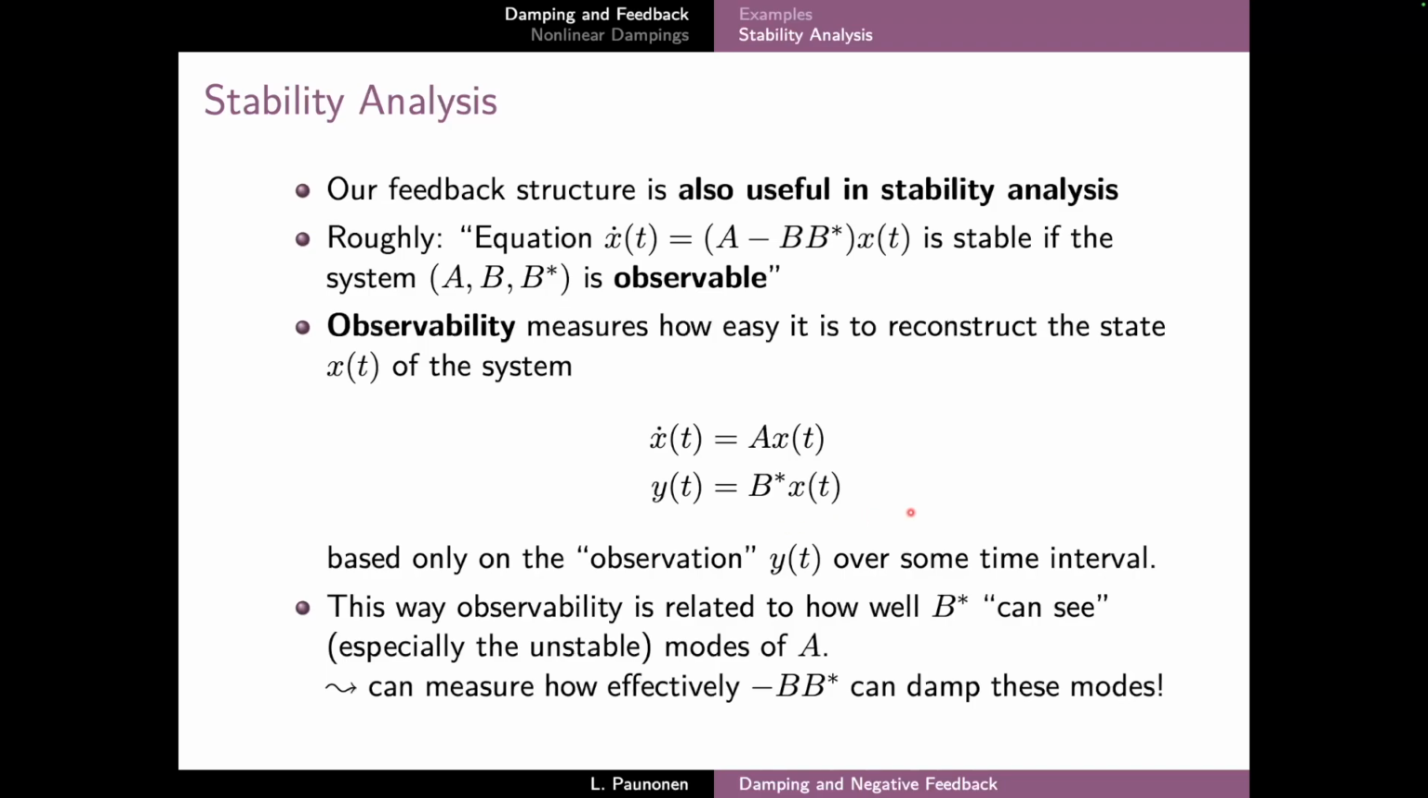And since observability measures how much information this B star output carries of our state, we can view this property in a way which kind of tells us how well this B star can see, especially the unstable modes of the operator A. And this is the way that observability also leads to being a property which tells us how well our damping term can affect and damp these unstable modes of A.